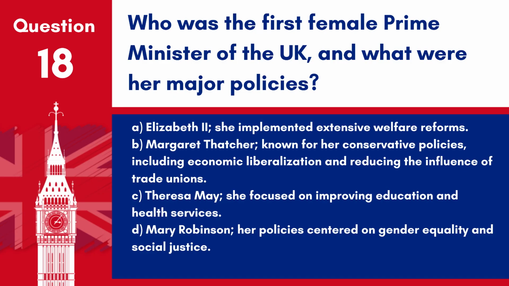Question 18. Who was the first female Prime Minister of the UK, and what were her major policies? A. Elizabeth II. She implemented extensive welfare reforms. B. Margaret Thatcher, known for her conservative policies, including economic liberalisation and reducing the influence of trade unions. C. Theresa May. She focused on improving education and health services. D. Mary Robinson. Her policies centred on gender equality and social justice.